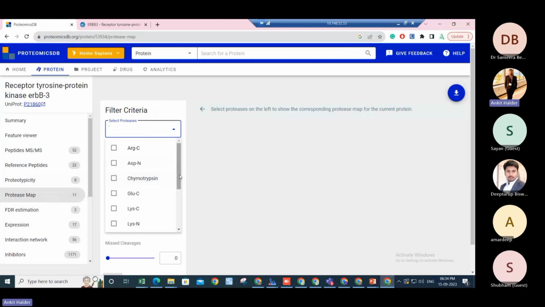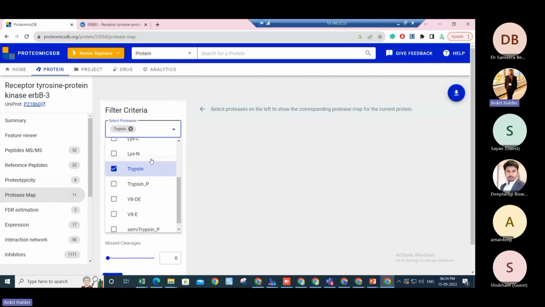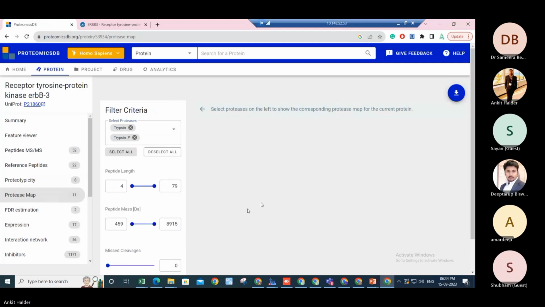So if you select your... there is a slight difference. I think if you have noticed, there are two trypsins given, trypsin and trypsin P. One trypsin cleaves after lysine and arginine only if proline is not present. But with the other, if proline is present, trypsin can still work.